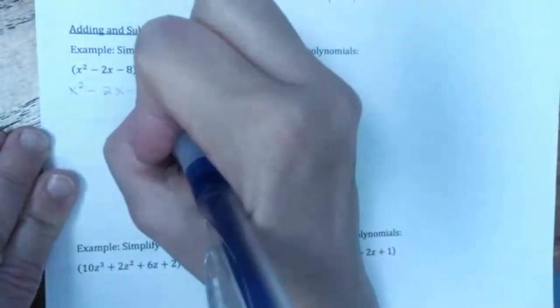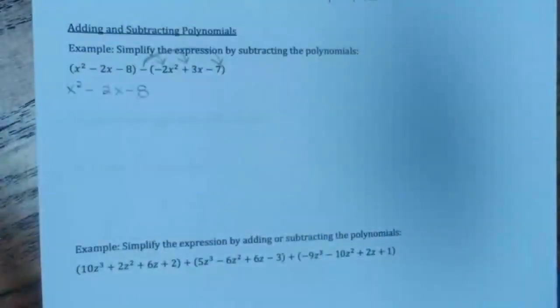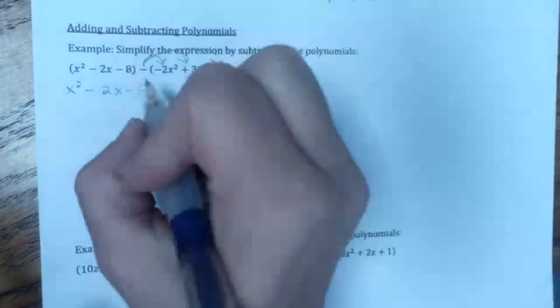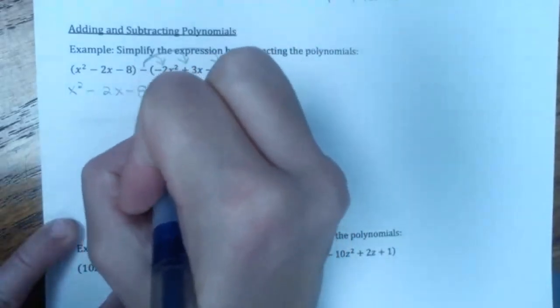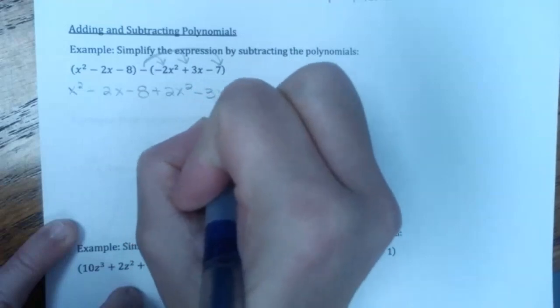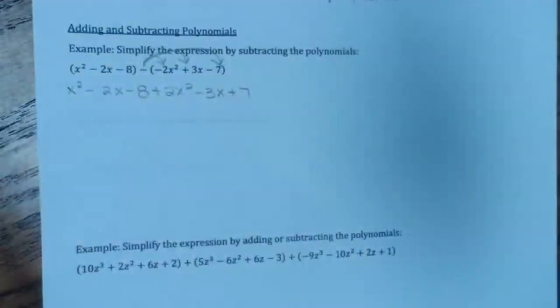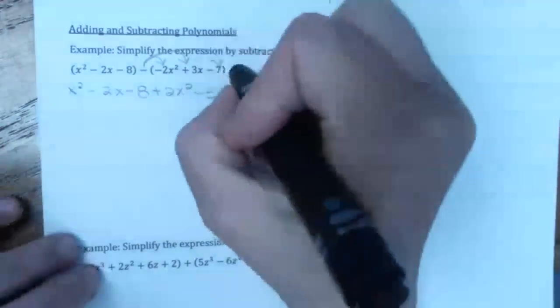Next, let's distribute this negative. We're going to distribute that negative to every single term inside of the parentheses. So negative times a negative is positive 2x squared. Negative times a positive is negative 3x. Negative times a negative is a positive 7. So we're going to distribute.